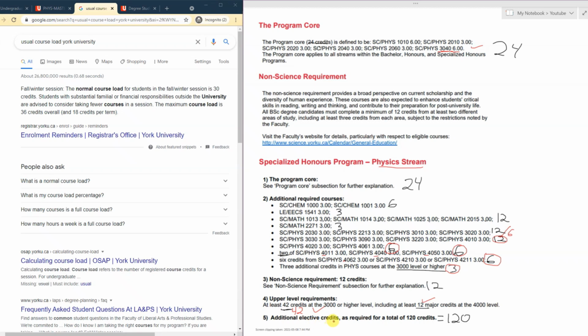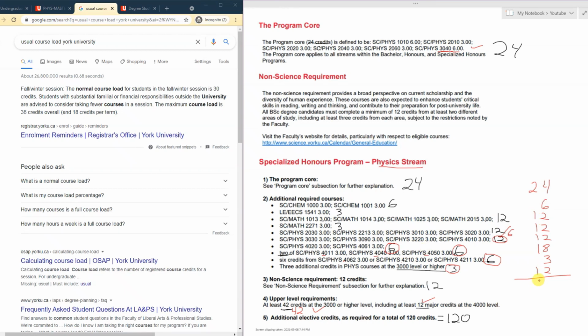And then we have the additional electives. Oh, we need to make 120. So let's count now. 24 plus 6 plus 12 plus 12 plus 12, 1, 2, 3, plus 18, plus 3, plus 12. Well, hopefully this equals 120. It might not, but I would sure hope so. If it doesn't equal 120, that means we have some outstanding courses to find later on. At this point, I'm typing in the calculator to double check. Ooh, we're not there yet.